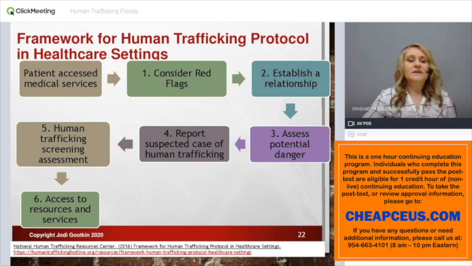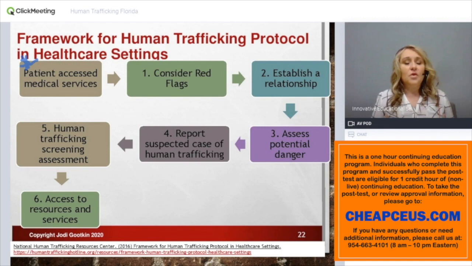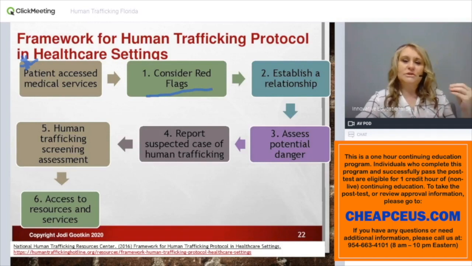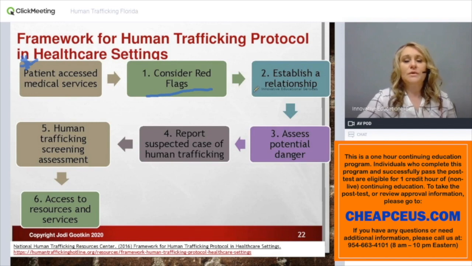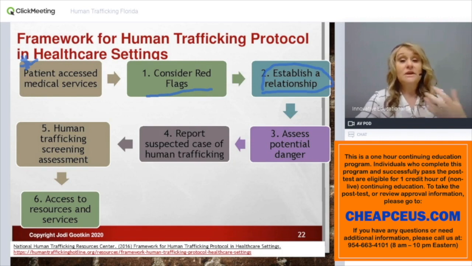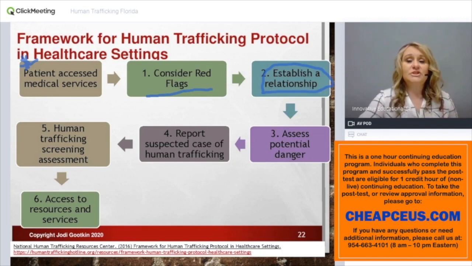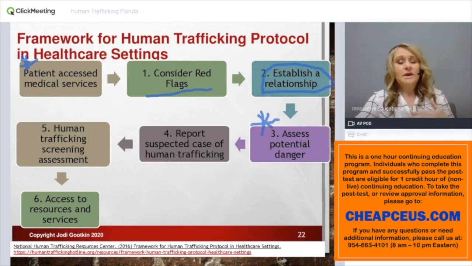So it's important to recognize that when the individual is entering the healthcare setting, the primary concern is to first identify their immediate medical needs and to address those needs. In the course of providing that care, we're going to be aware of any potential red flags that may let us know this individual is in a trafficking situation. We're going to develop an appropriate relationship with the individual, so maybe they will share with us if they are in a trafficking situation.